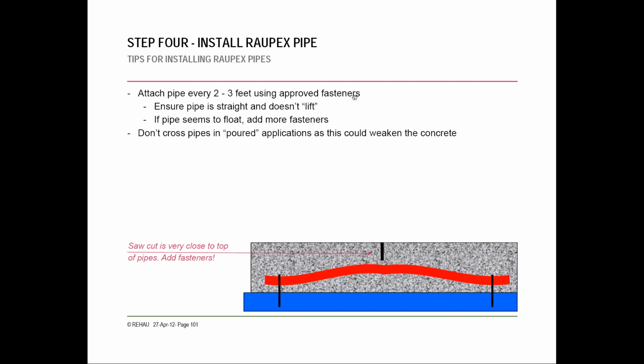When you're installing the pipe, the general rule is 2 to 3 feet for fasteners. Depending on what type of fastener or system you're using, that'll change a little. But in general, you're doing 2 to 3 feet.